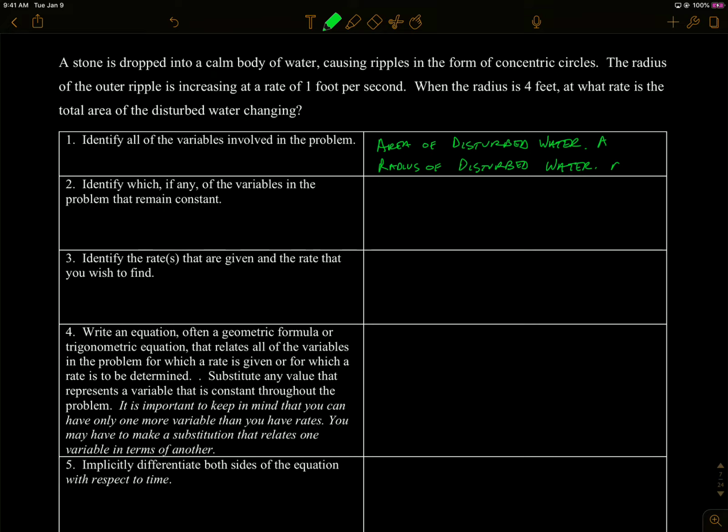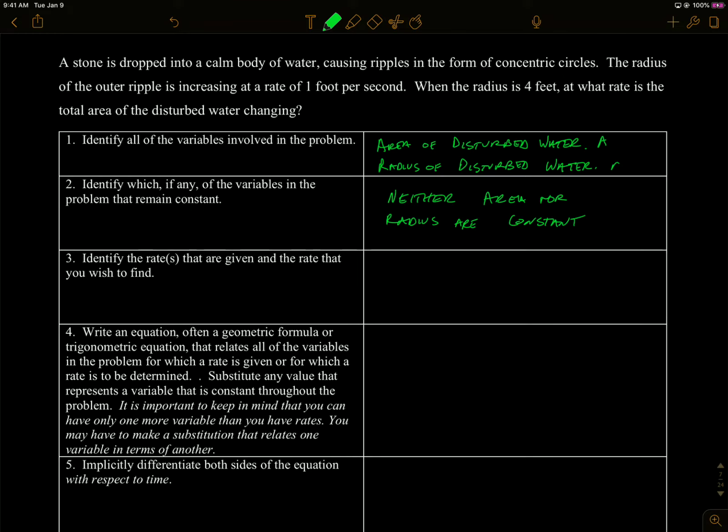Identify which, if any, of the variables in the problem remain constant. So as that circle is increasing, is the area changing? It is. The area of the circle is getting larger, so that is not a constant. And the radius is also changing as the circle is increasing. The radius, the length from the center of the circle out to the edge, is also increasing. So we're going to say neither area nor radius are constant.